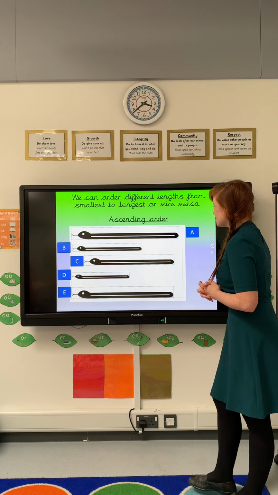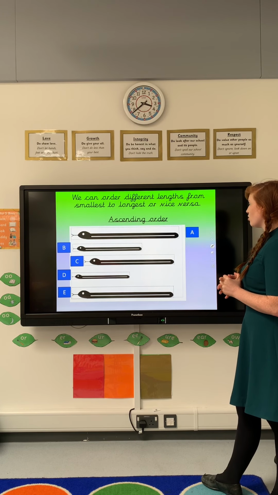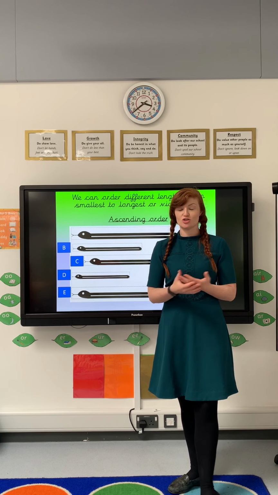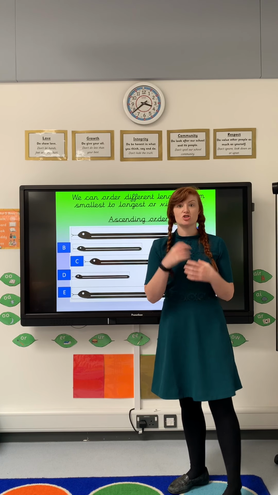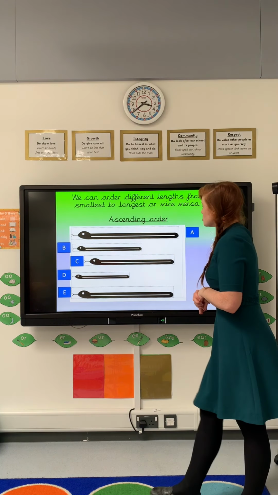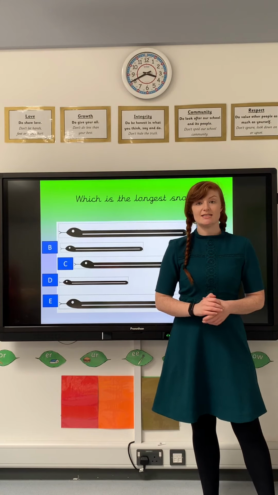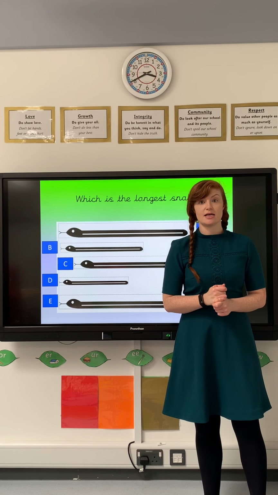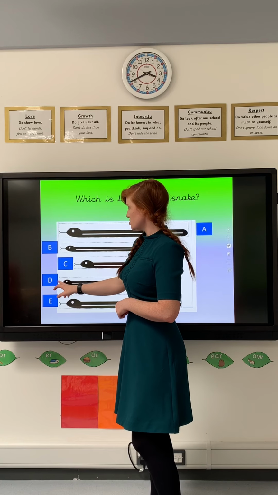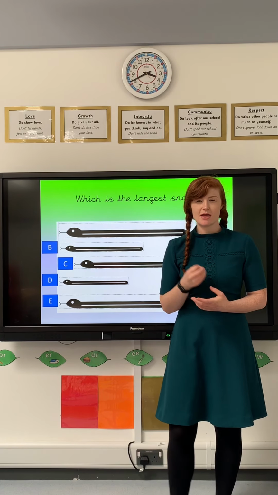So I've got some snakes here, and we're going to have a little look at how long they are in ascending order. Now, we don't need our rulers at the minute. This is why I've chosen to do examples like this, because you can see them rather than actually measuring them. So the first thing that we need to do is to double check that they all start at the same position. So you can see that A starts on this blue line, so does D, and so does E. But B and C don't, so we need to keep that in mind.